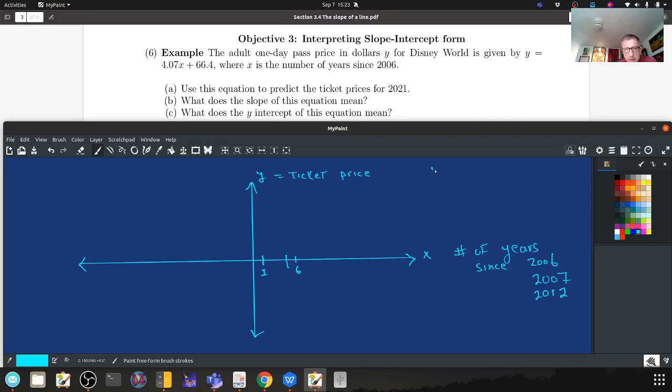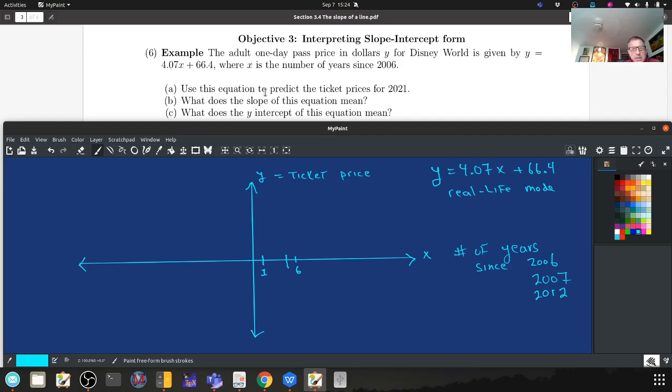and it's given by the equation y is equal to 4.07 times x plus 66.4. So here, people, this is a real-life model. For a model like this, if it were on the exam, I would be okay that you use a calculator to do the decimal multiplication. Because it's a real-life model, and that's exactly what calculators are for, to compute those.